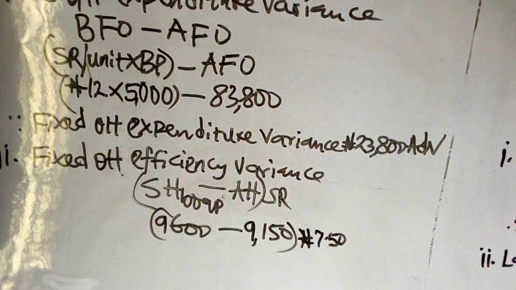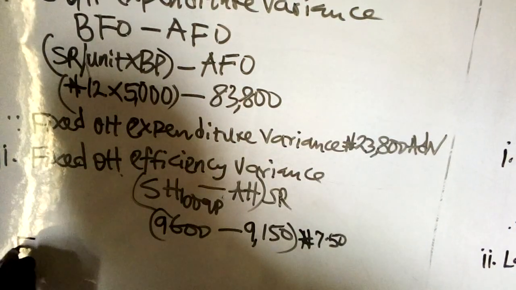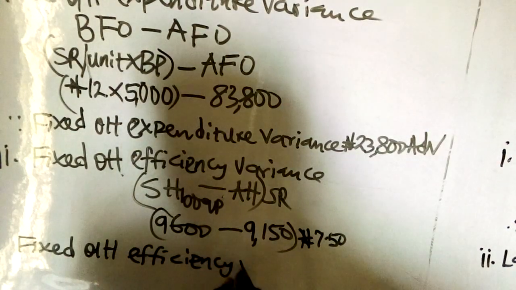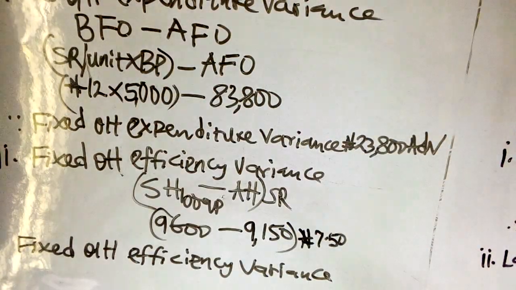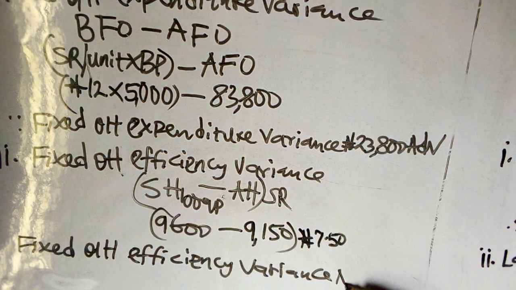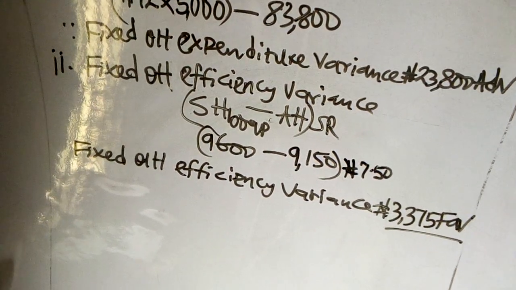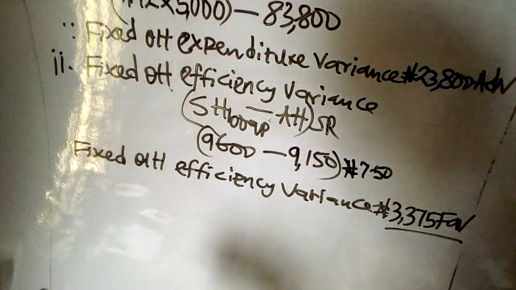So 9,600 minus 9,150 is 450, times 7.5. That gives us 3,375. That is the fixed overheads efficiency variance, and it is 3,375 favorable.